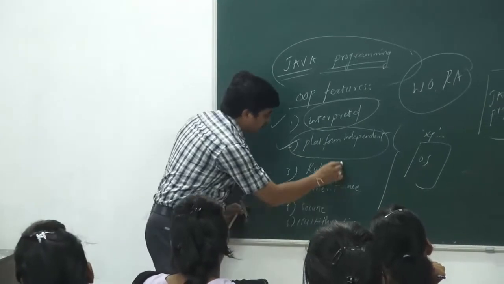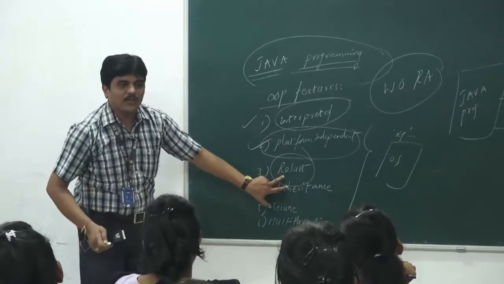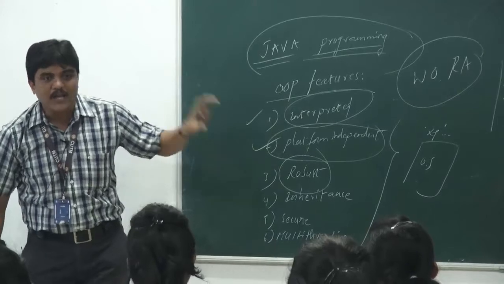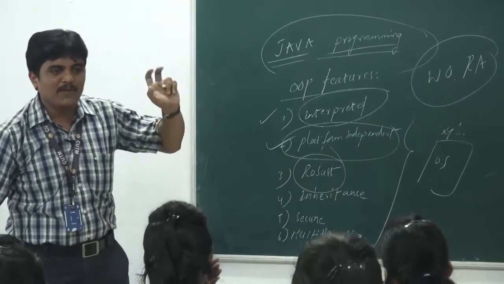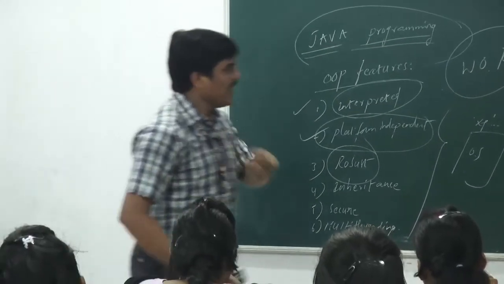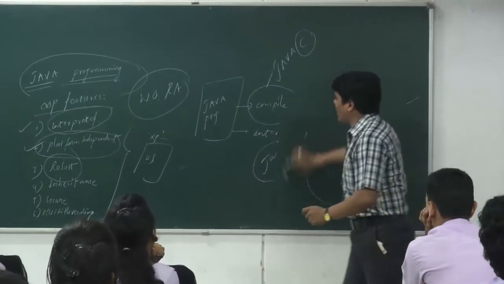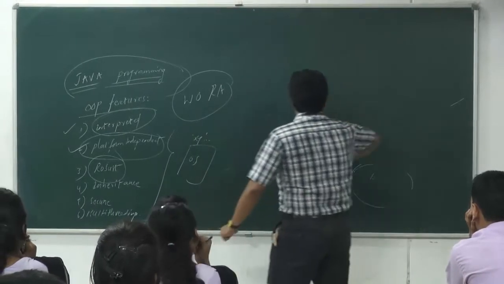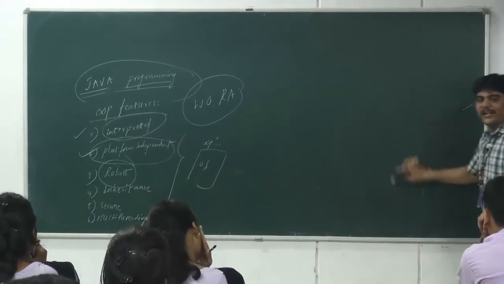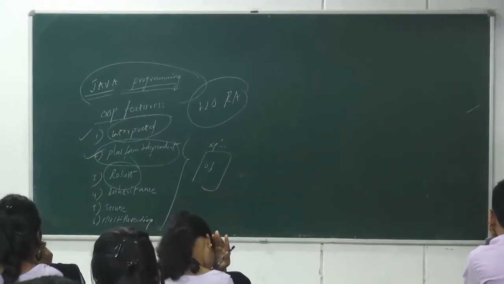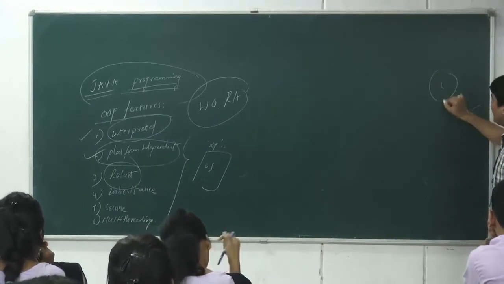Next one is robust. So what do you mean by robust here? In this case, Java is also called a robust programming language. Robust means, because in our C programming language, how do we handle the errors? In our C programming, how to handle errors?